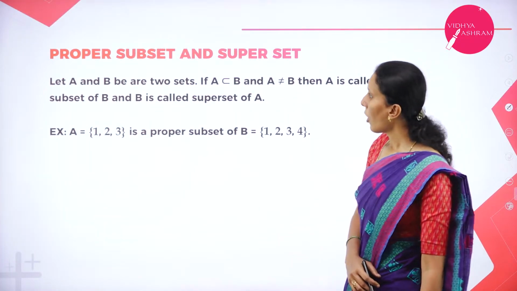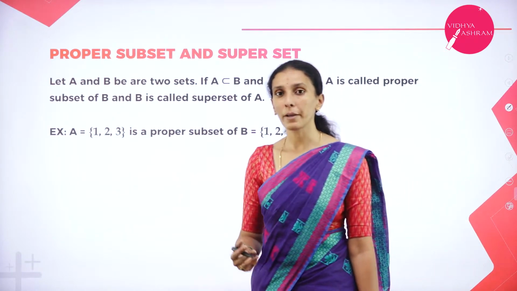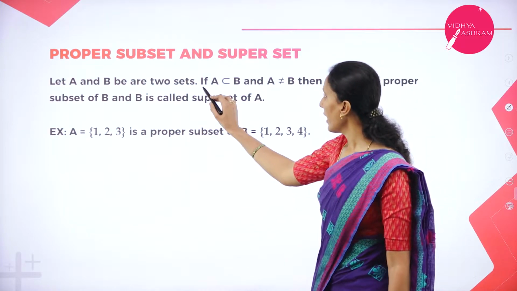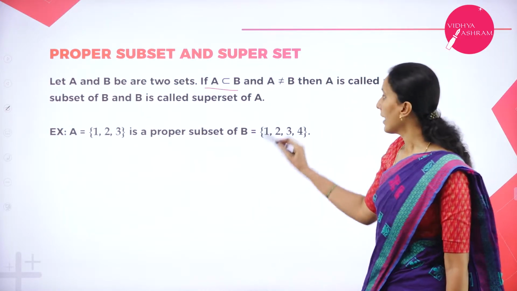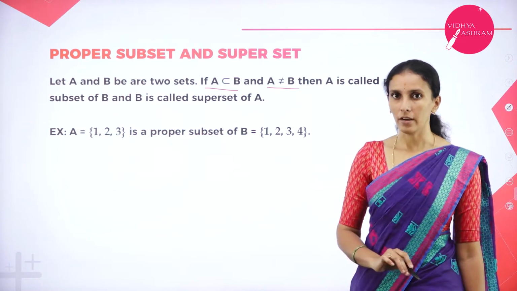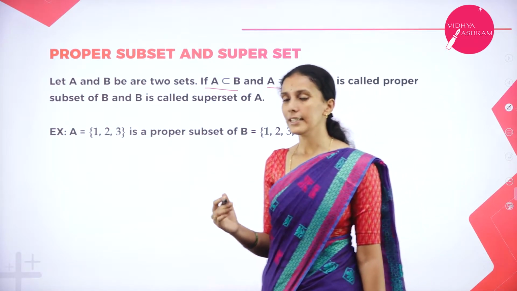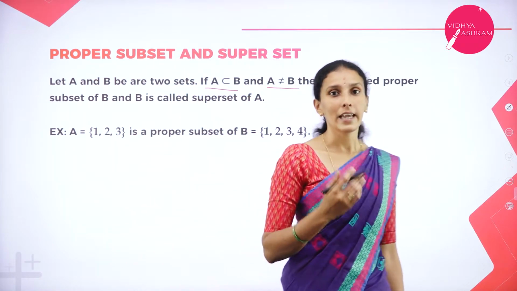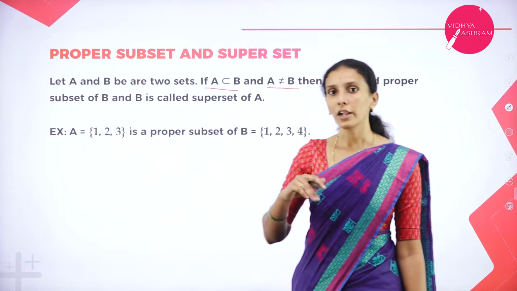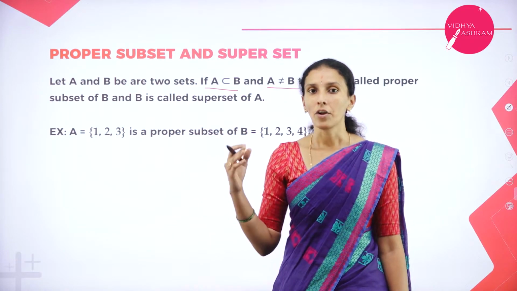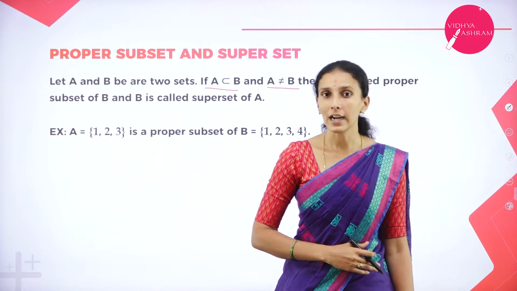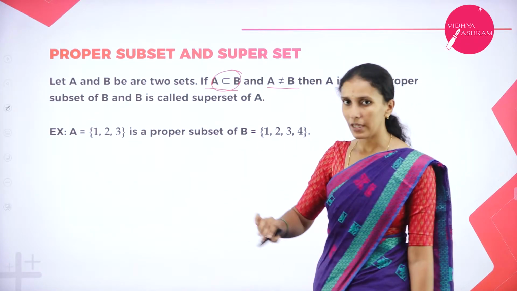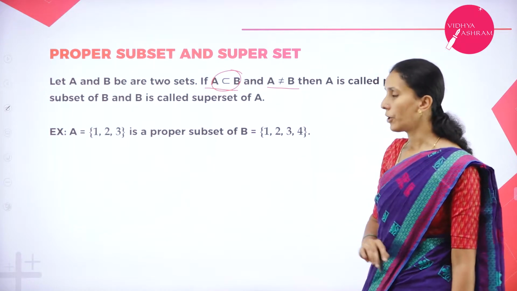Next, we come across proper subset and superset. What do you mean by proper subset and superset? Proper subset means A is a subset of B and A is not equal to B. We come across certain sets where A and B are equal. Remember the definition of equal sets: A and B are said to be equal if all the elements of A are in B and all the elements of B are in A. That is, they contain the same elements. But here, A is a subset of B, but they are not equal.